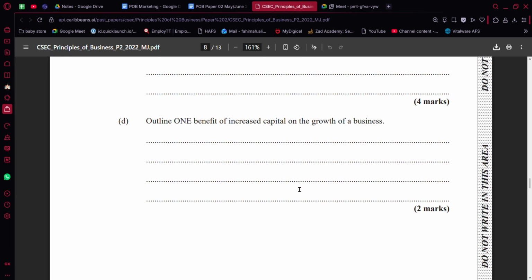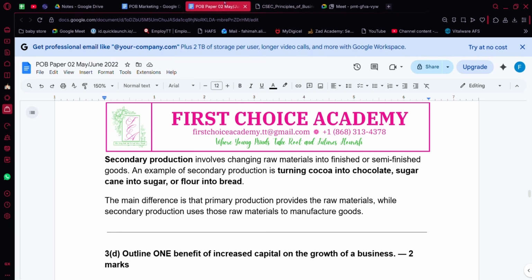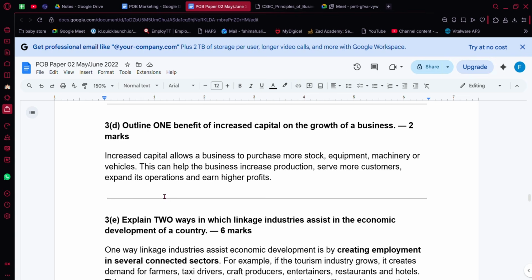Next question. Outline one benefit of increased capital on the growth of your business. Increased capital allows a business to purchase more stock, equipment, machinery, or vehicles. This can help the business increase production, serve more customers, expand its operations, and earn higher profits.